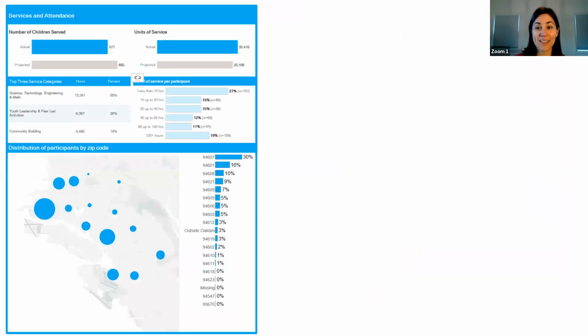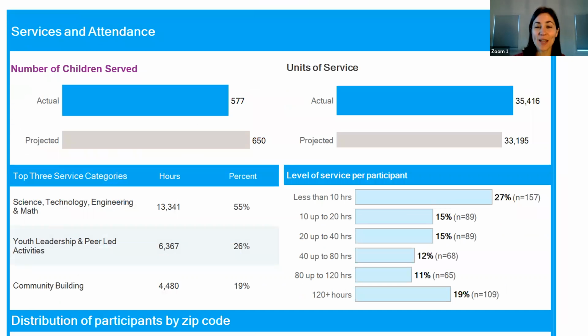And now, moving on to the second page of your profile. At the top, you will see information about services and attendance. This includes the total number of participants served and the total units of service provided compared to what was projected. Next, you'll find the top 3 service categories, which shows the types of activities that your participants spent the most time engaged in, according to your CitySpan data.